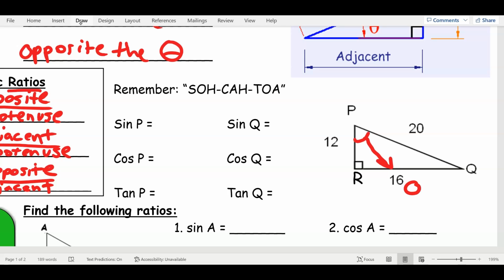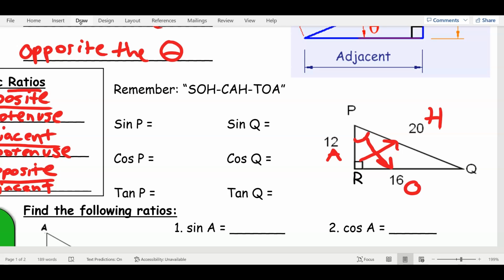Now, H is always across from 90. So everyone find 90. I like to draw an arrow through the middle. That'll be my H side. And the leftover is A. O-H-A. You got to be good at OHA because that'll help you get the right ratios, fractions, okay?